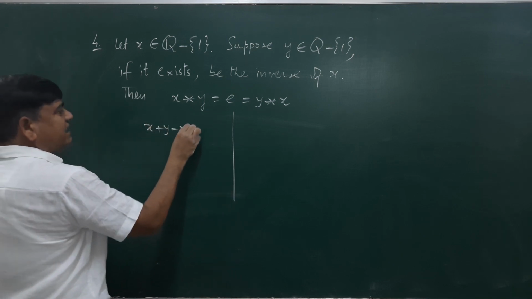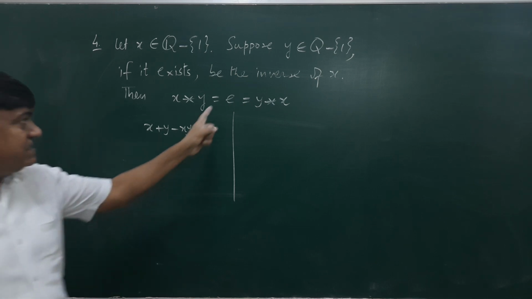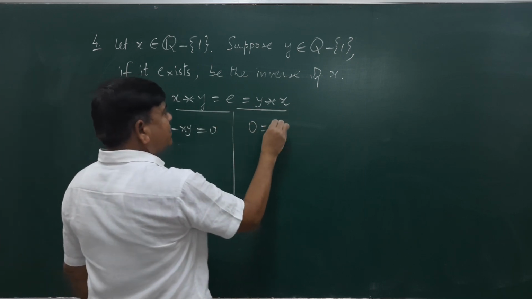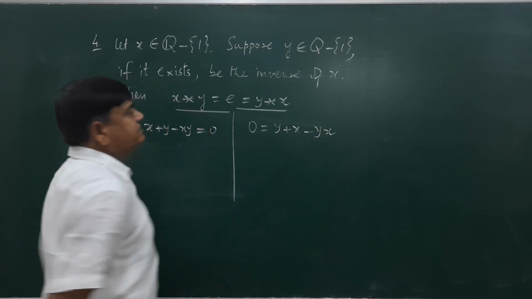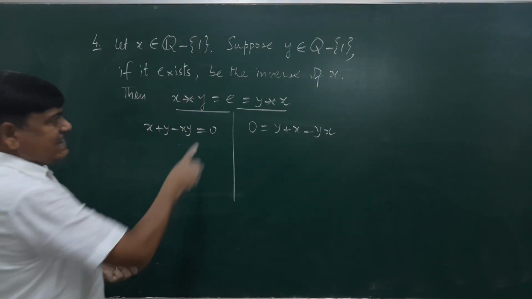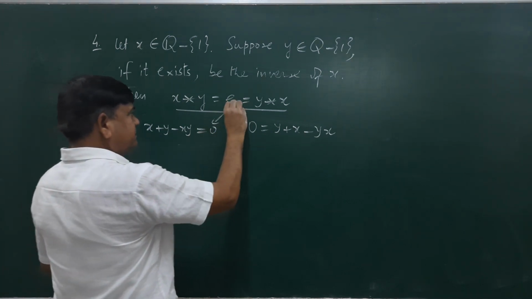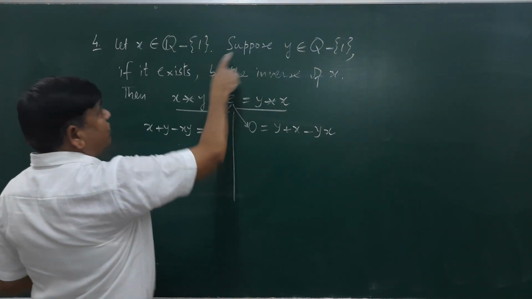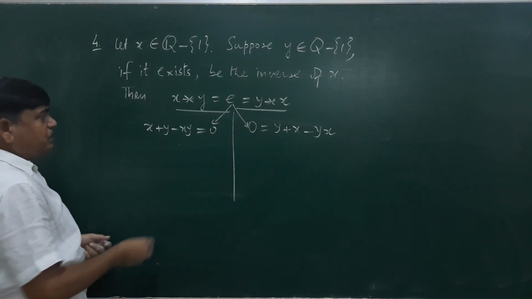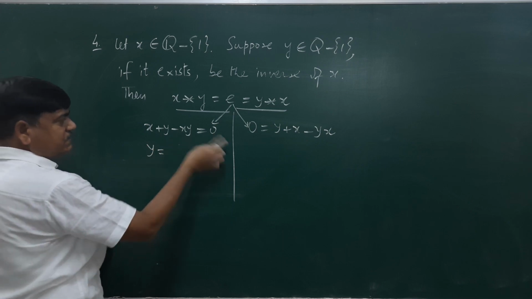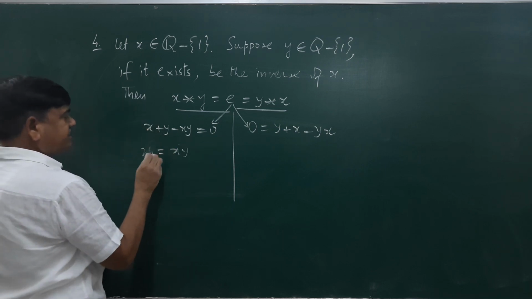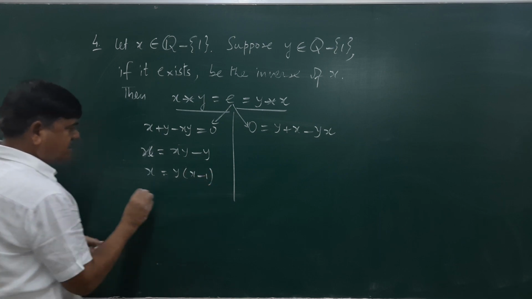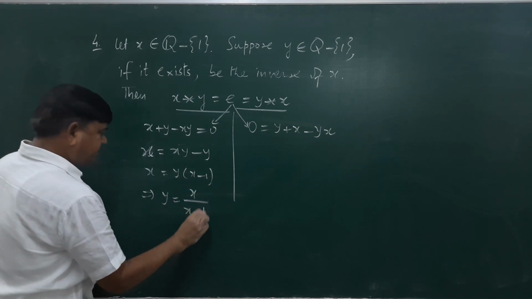x plus y minus xy equals 0, because the identity element is 0. If I cancel this part, then here it is 0 equals y plus x minus yx. Both will be considered e, which is 0. We have to find the value of y as the inverse of this one. So y equals x upon x minus 1.